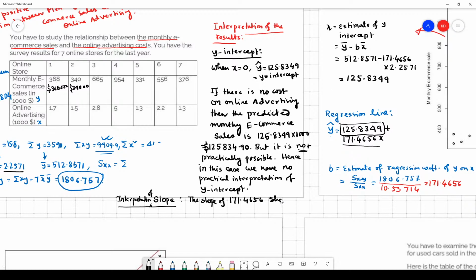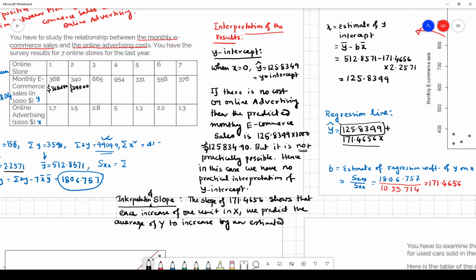171.4656 shows that for each increase of 1 unit in X, we predict the average of Y to increase by an estimated 171.4656 units. So please tell me, do you agree with me or not?